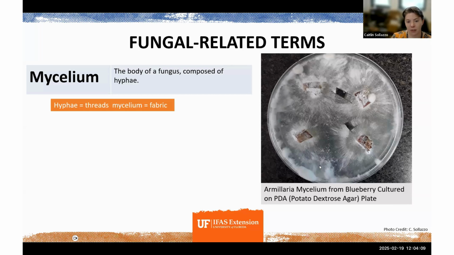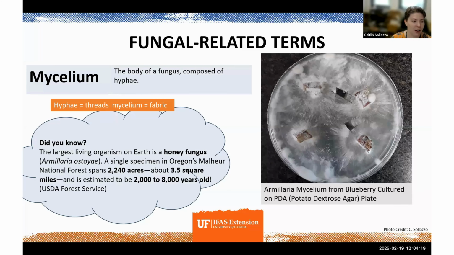And here's an example of a bunch of hyphae on a plate that you can see with your naked eye, so it's mycelium. I also have a little fun fact here. This is a point that's sometimes contested, but the largest living organism on Earth is actually a honey fungus, Armillaria. A single specimen in Oregon's National Forest spans 2,240 acres, about 3.5 square miles. It's really extensive, but it's mostly underground, and so that's why it's kind of contested.